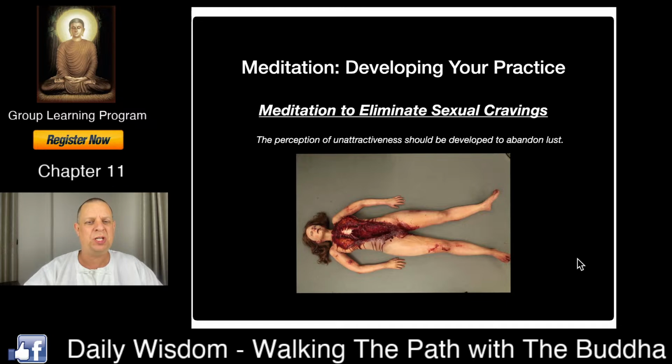So what you do is you sit with your eyes open, staring at a picture like this or an image like this, and you develop the unattractiveness of the body. This is what's going to help you to not be able to see the body as attractive. And it's not like you do this one time and all your sexual cravings are going to be gone. You need to gradually wear away this craving, this desire, this seeing the body as being attractive. And you can do that through training of the mind.